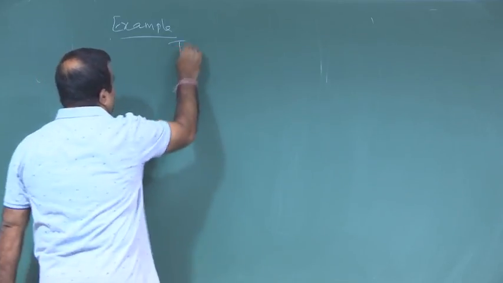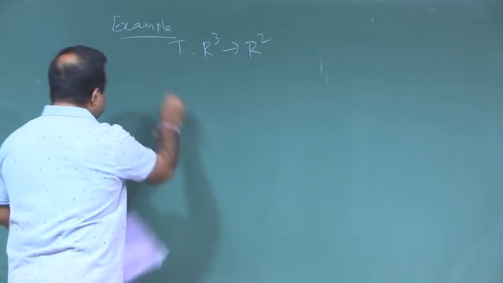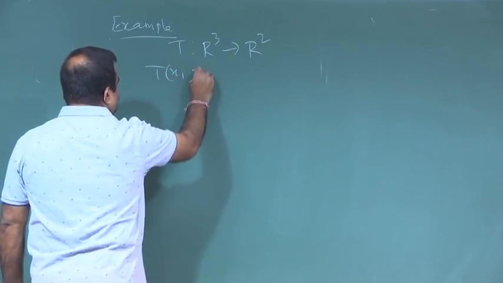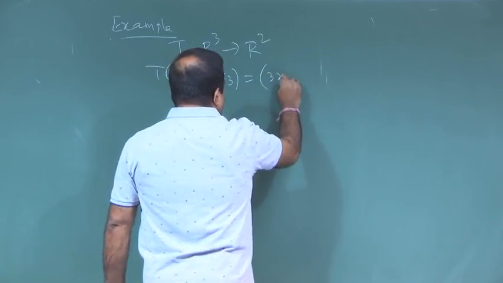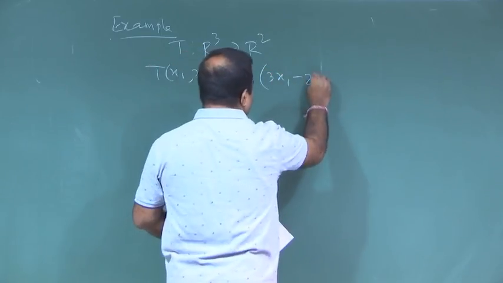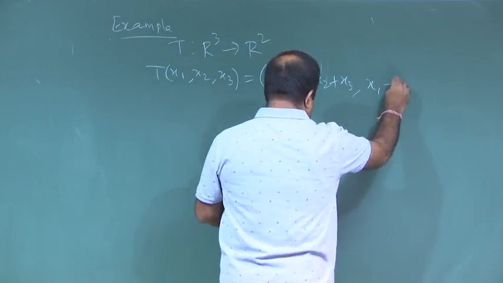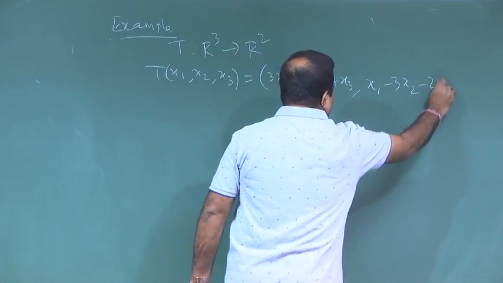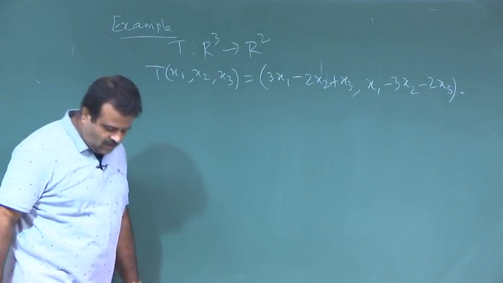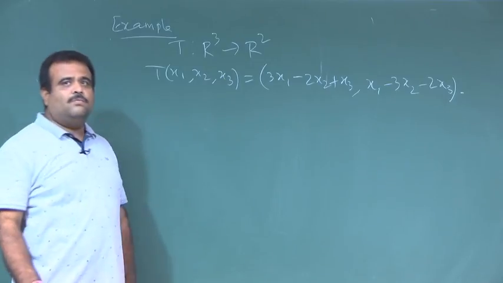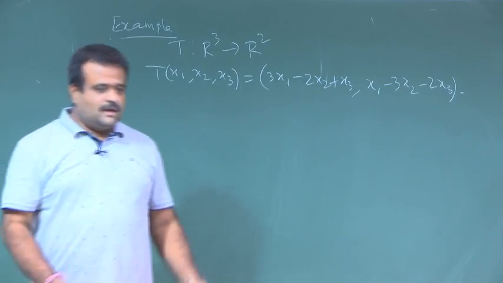Okay, suppose we have a linear transformation from R 3 to R 2. We define T of x 1, x 2, x 3 as 3 x 1 minus 2 x 2 plus x 3, then x 1 minus 3 x 2 minus 2 x 3. Okay. Now, we want to get a corresponding matrix for this linear transformation. If we know the matrix, then the transformation is given to us.